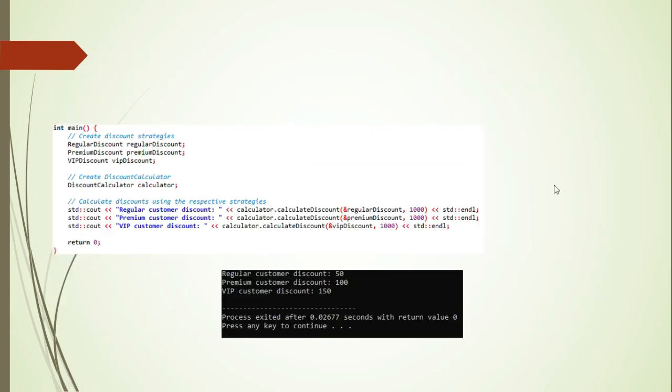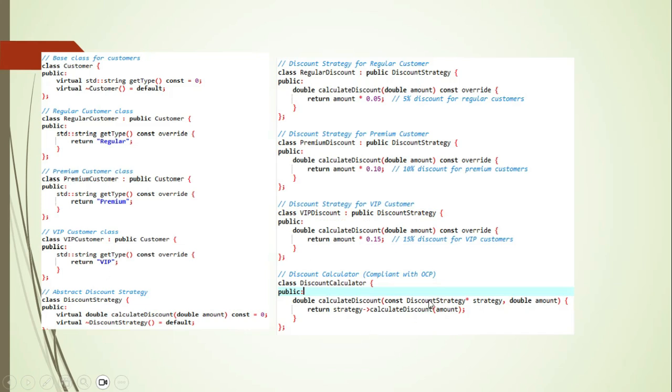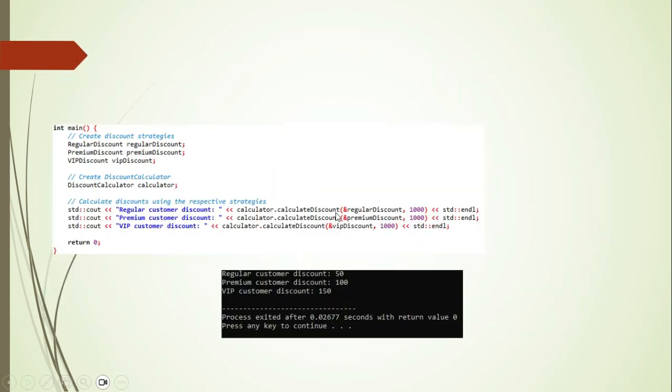So this means it will be passed here and depend on the discount strategy. Here, the first is for regular discount. Regular discount is the object taken for regular discount. So this object will come here and the pointer points to it, and we have regular discount, premium discount, and VIP discount. It will be calculated accordingly.